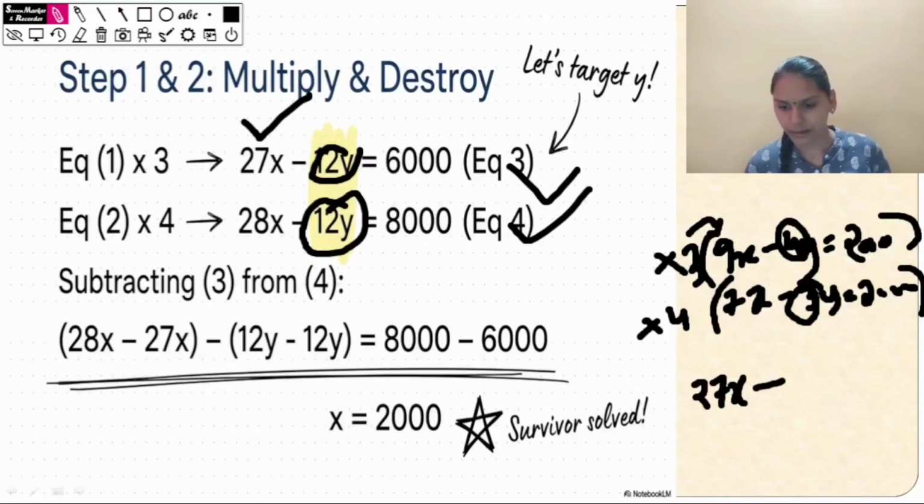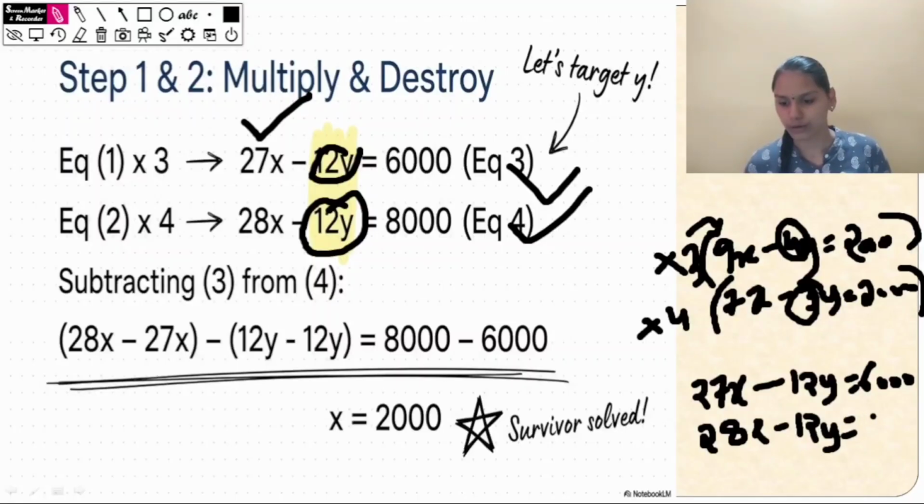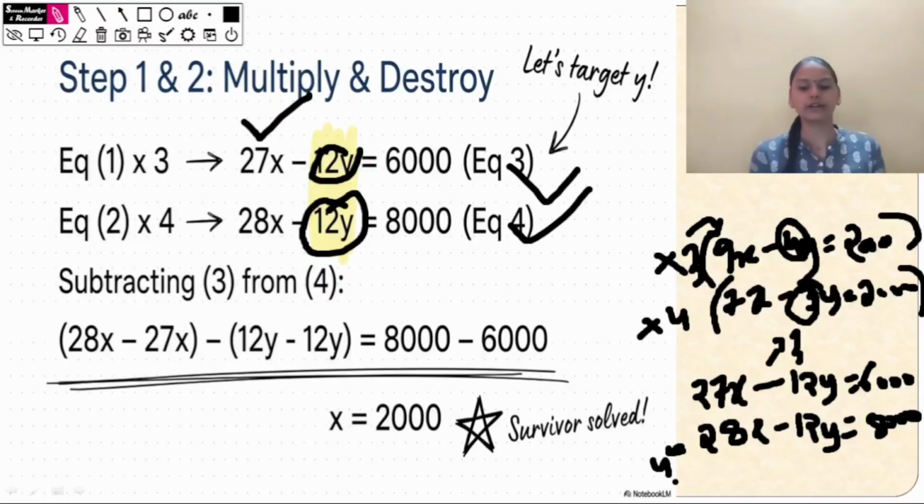27x minus 3 fours are 12y is equal to 3 twos are 6. In front of that, you're going to put 3 zeros. And next, here, 4 sevens are 28x minus 4 threes are 12y is equal to 4 twos are 8, and you're getting 8000. So assume this as equation number 3 and assume this as equation number 4. And then you're going to just solve it.